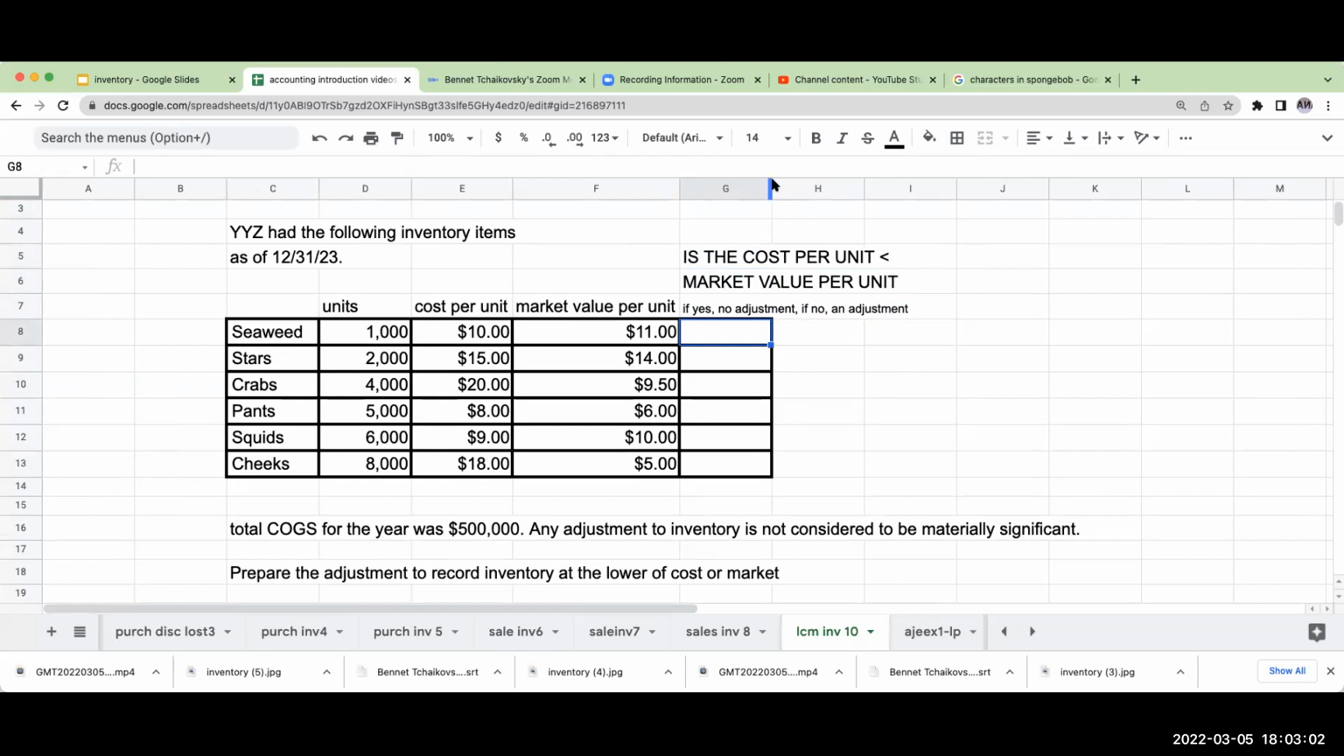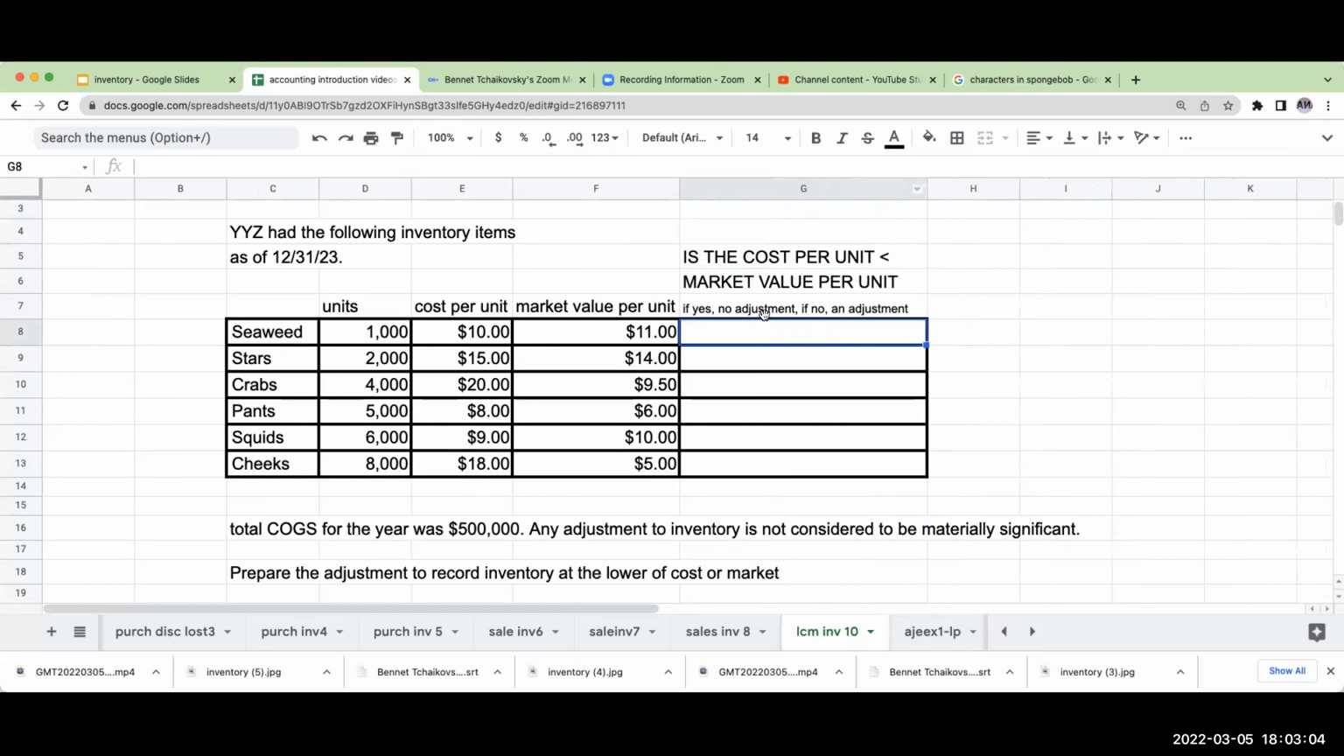So right over here, is the cost of 10 less than the market value of 11? The answer is yes. It's already being shown at the lower of cost or market, so no adjustment. Over here, stars. Cost per unit is 15, market is 14. So I'm going to need an adjustment.